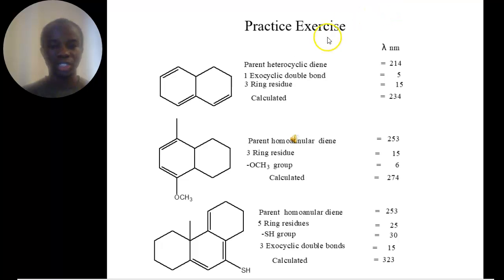Now this is how you always go about calculating your lambda max. So in the next video I will do more examples for you on these, and also discuss the next set of conjugation system, which is the alpha beta unsaturated carbonyl system.